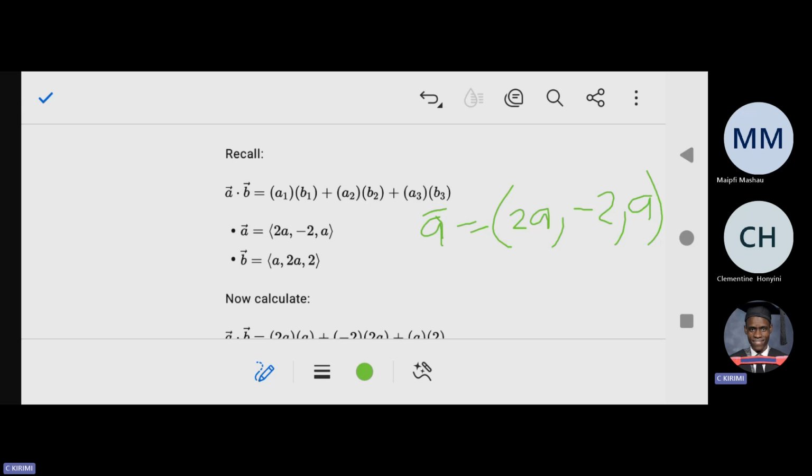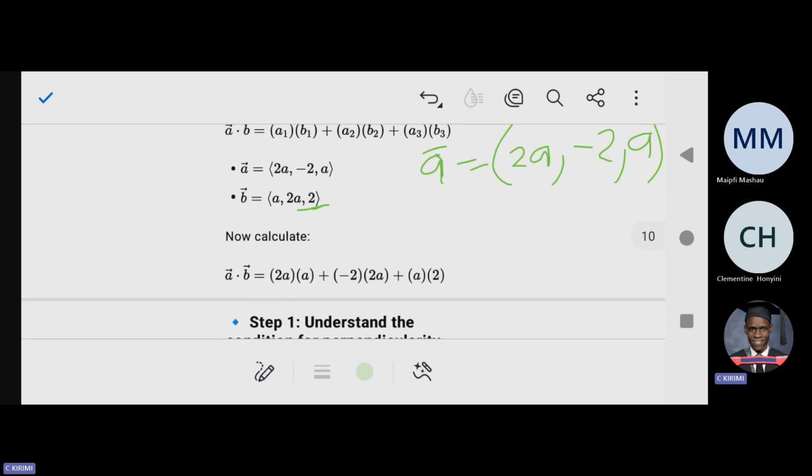It's easy for you when you are multiplying to see that. You do the same for B: A in the X direction, 2A in the Y direction, and 2 units in the Z direction. When we dot the product, it means the first part, 2A, is multiplied by A. From mathematics, it's not the first time using dot product. 2A times A is the first part, meaning the i components multiply each other.